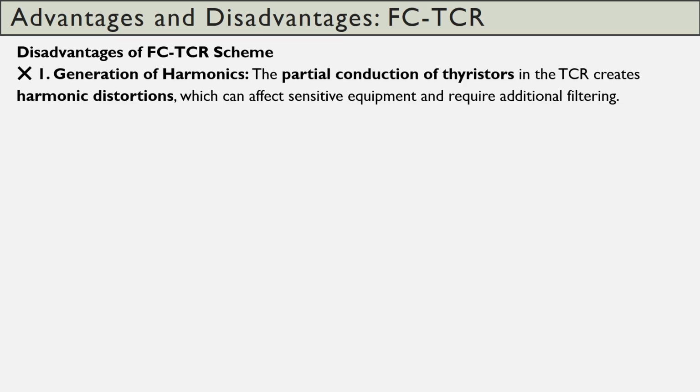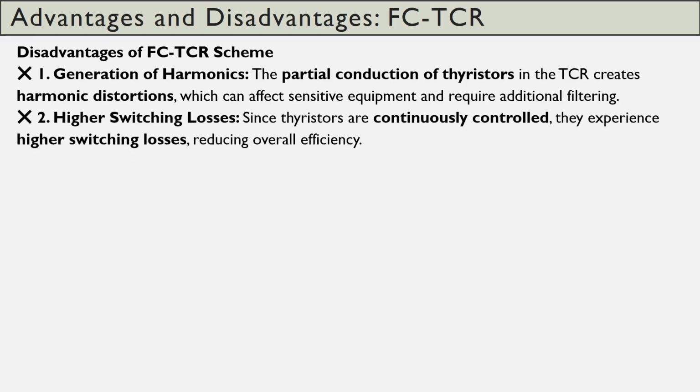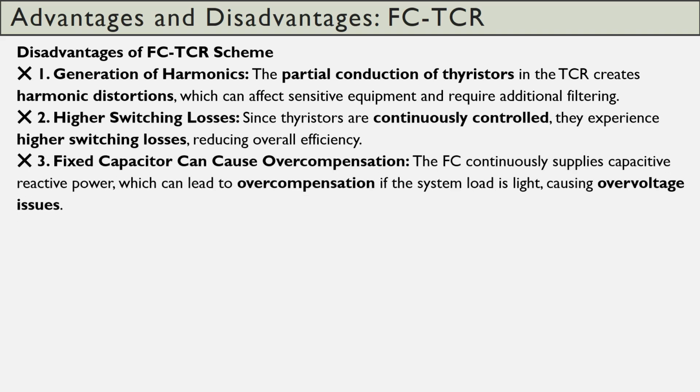When thyristors are partially conducting, at that time in a single phase FCTCR the third harmonic is dominant, and in the three phase FCTCR scheme the fifth and seventh harmonics are dominant, and the highest harmonic generation is observed in the FCTCR scheme. Higher switching losses: due to the switching of the thyristor, the switching losses are greater, hence overall efficiency may get reduced.